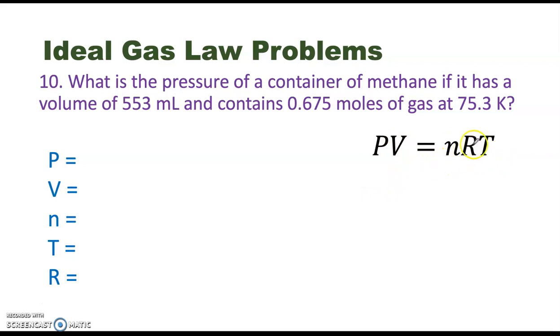Again, pick any of these. You're never going to solve for the R, so don't worry about that. But if it asks you to solve for the temperature of a gas and they give you the pressure, the volume, and the moles, well, you just divide N and R to this side to get rid of them. So T equals PV over NR. So just make sure that you can do the algebra on that to solve for whichever unknown you need to do. And that is it for ideal gas law problems.